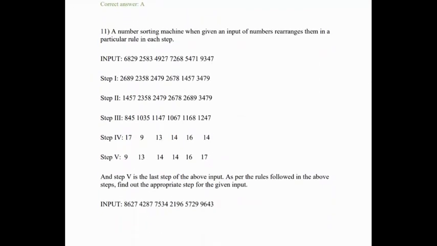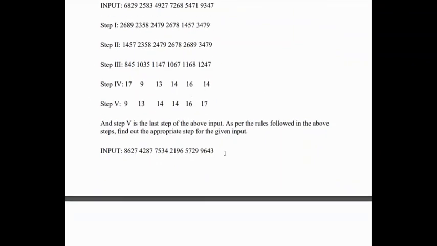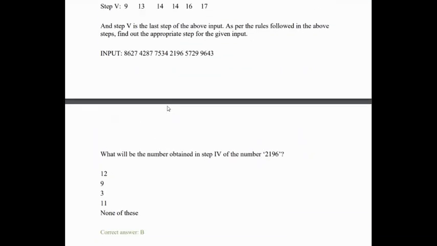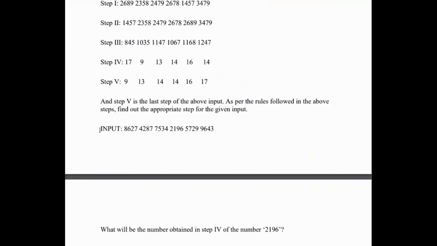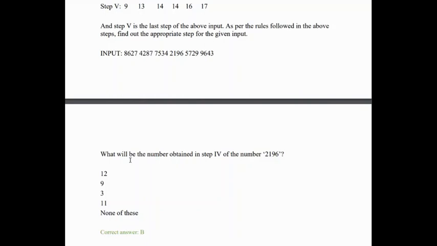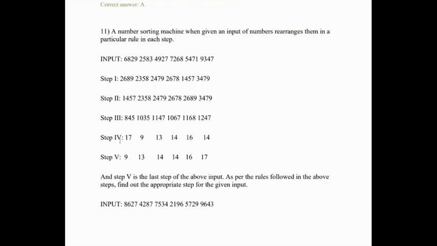And this is a bit tough question, because this question is not so common, but still it is asked in many examinations. You can see there is an input given, and these are the 5 steps that will be taken up in this machine. After the 5 steps, the rules are given. The question is: if the input is given like this, what will be the number obtained in step 4 for the number 2196?